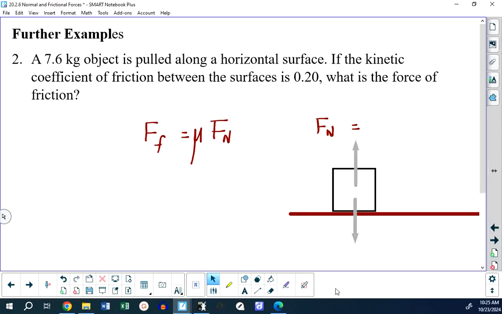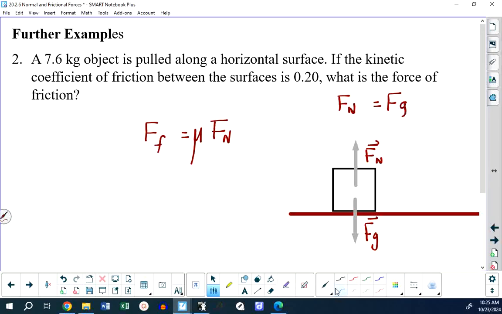So this is Fg, this is Fn. So Fn is Fg. Is this a true statement? Sure it is. I'm not saying vectors. I'm saying the magnitudes here, right? So what we do is this. In this question, we do that. Because Fg can be found by using m times g.